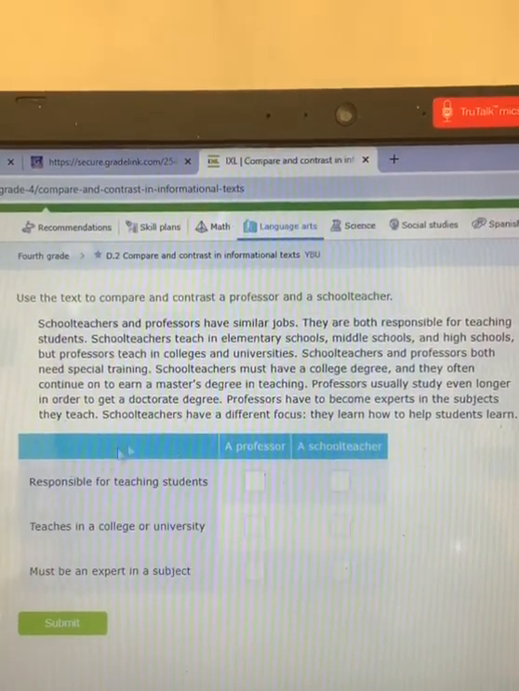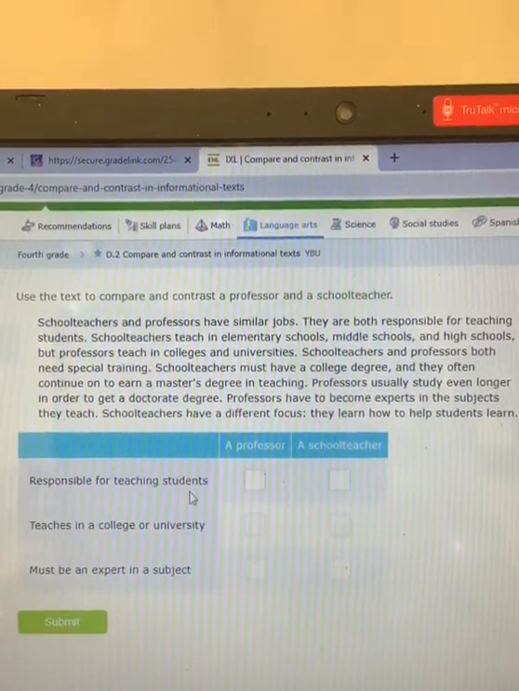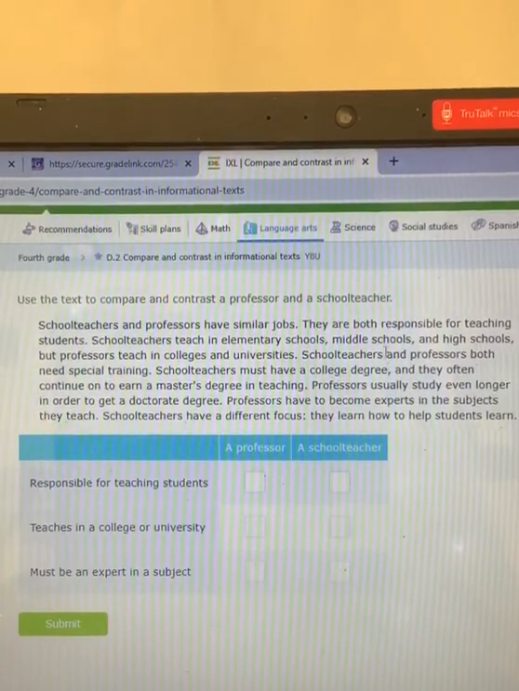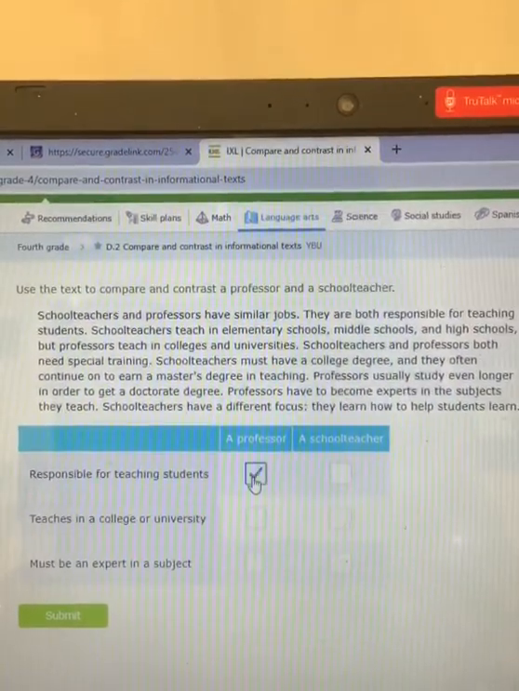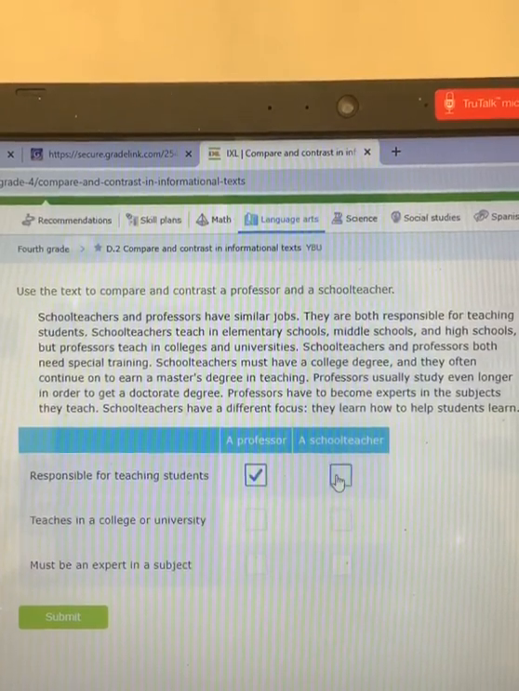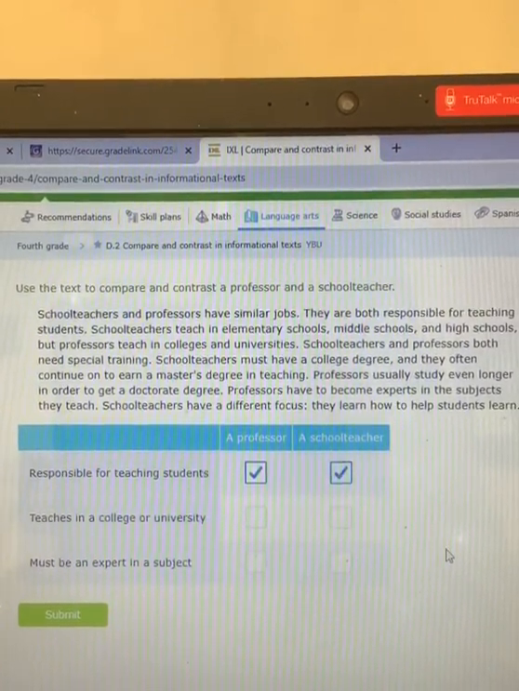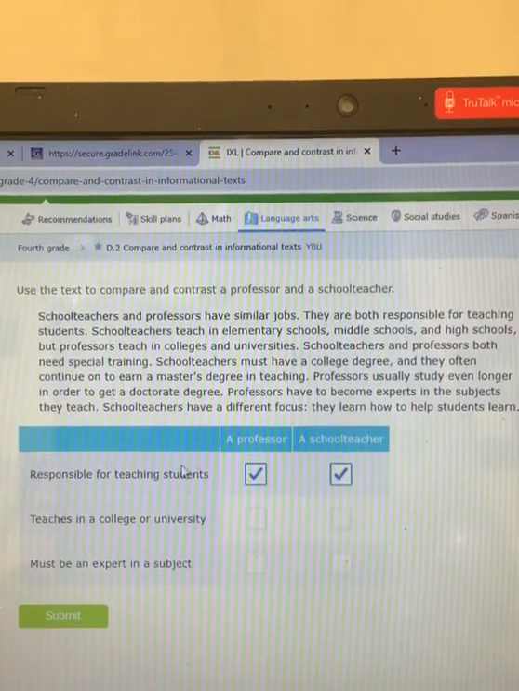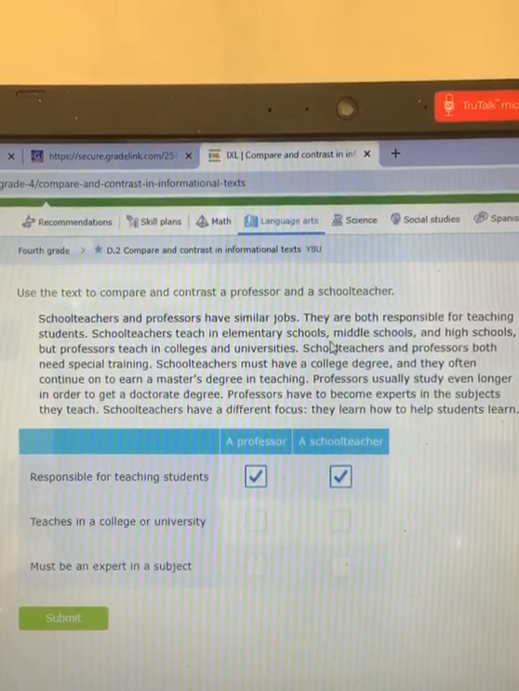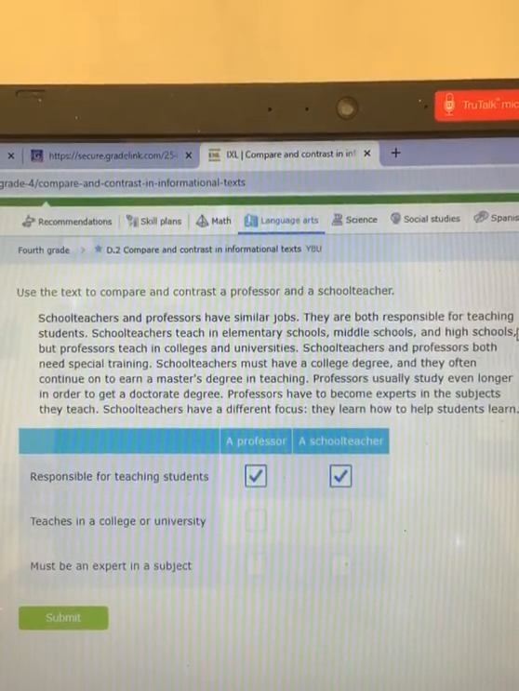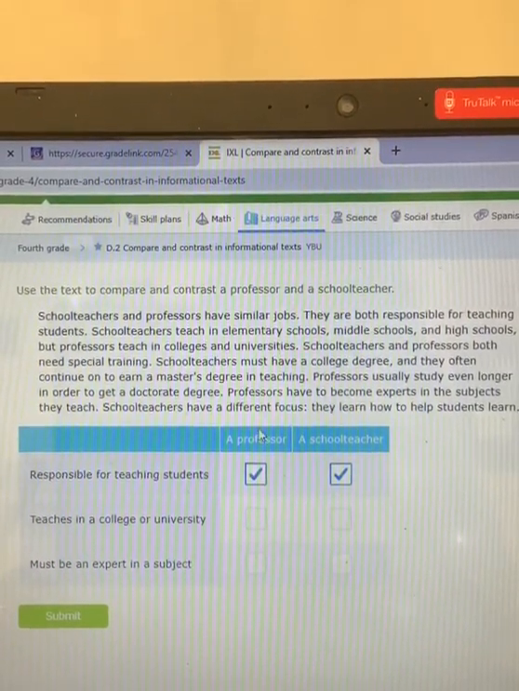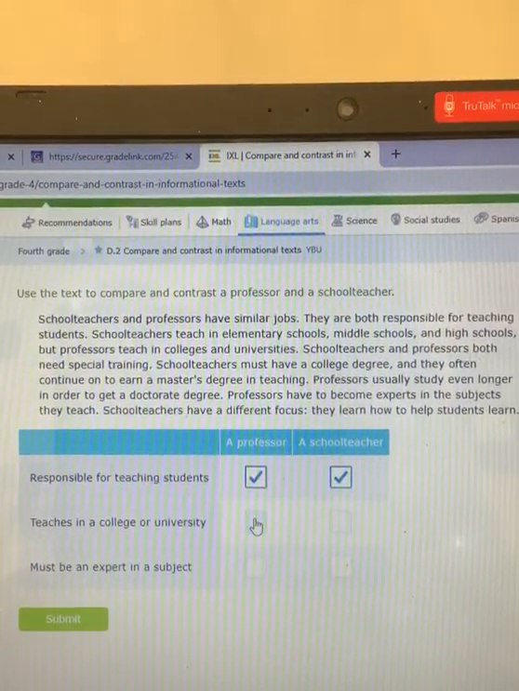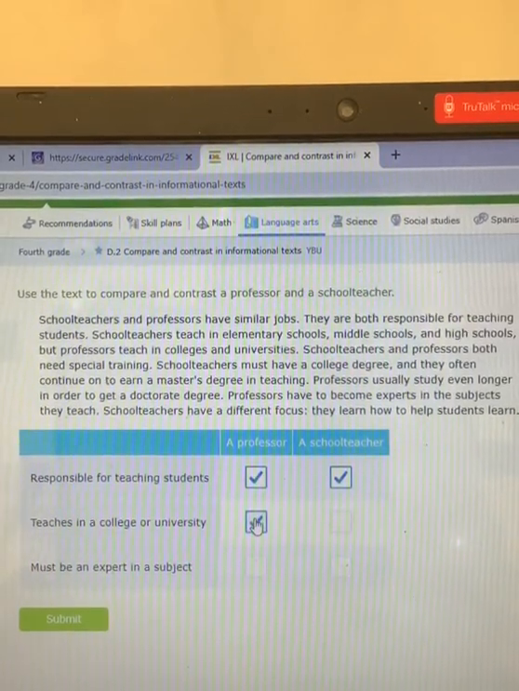Okay, responsible for teaching students. They are both responsible for teaching students. So we mark professor, we mark school teacher. Teaches in a college or university. School teachers teach in elementary schools, middle schools, and high schools. Professors teach in colleges and universities. So we would only mark professor there. That's a contrast or a difference.